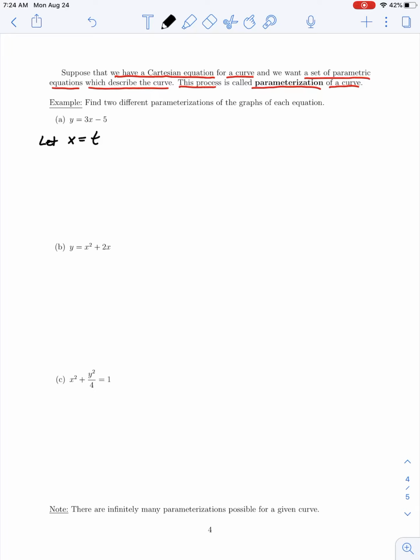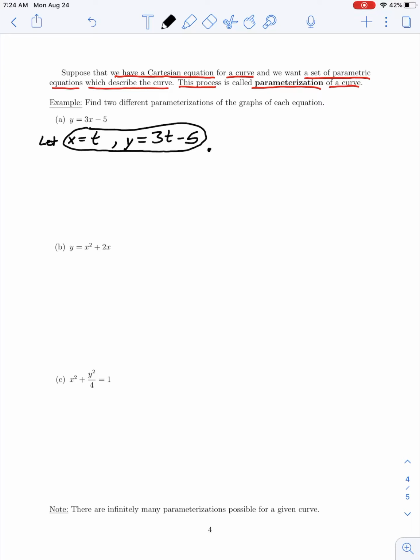Now, if we let x equal t, then y is equal to 3x minus 5, so that would be 3t minus 5 if we called x t. So this would be one simple parameterization if we ever are able to solve for y explicitly. We can just replace x by t, and then we have the equation for y in terms of t immediately. So this would be one parameterization of that line.